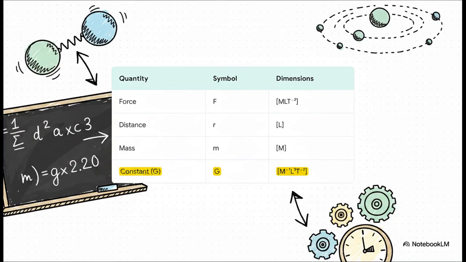Well, we start with Newton's famous formula, right? Force equals G times mass 1 times mass 2, all divided by the distance squared. All we have to do is rearrange that formula to solve for G, and then we substitute in the known dimensions for force, mass, and length. It takes a little bit of algebra, but it gets us to the right answer: M to the minus 1, L cubed, T to the minus 2.